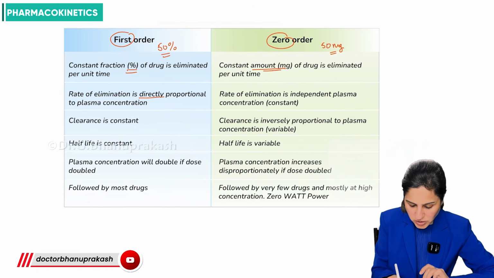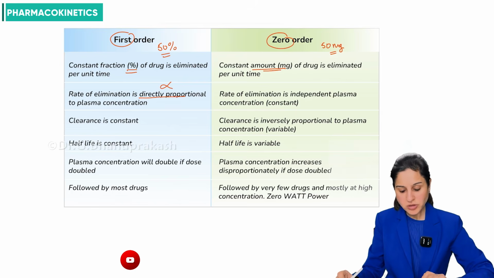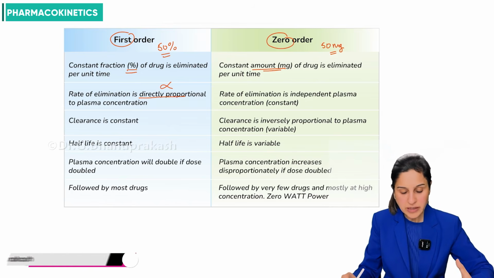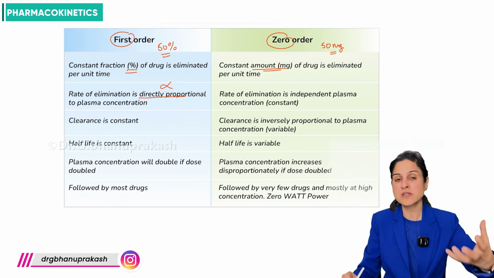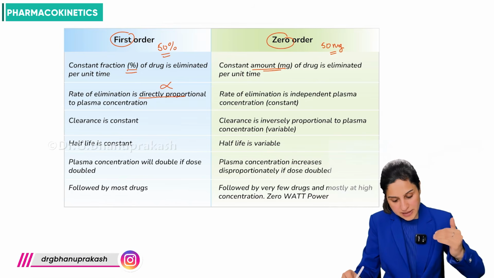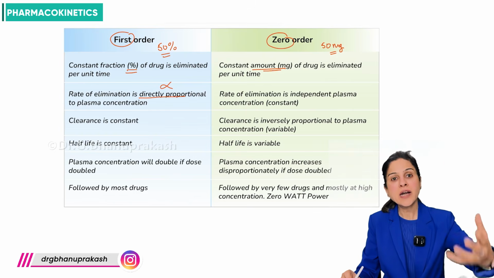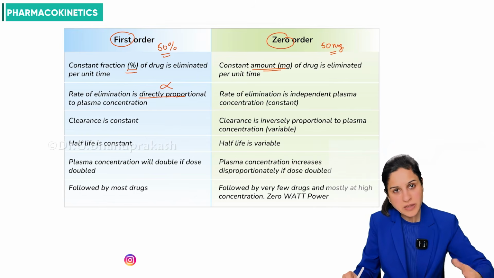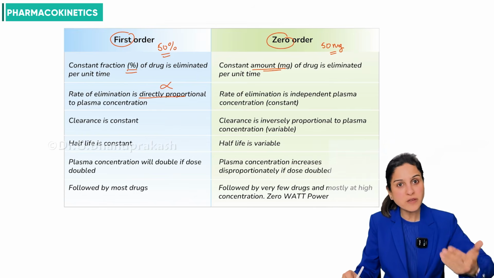Rate of elimination is directly proportional to the plasma concentration. So the more the plasma concentration, the more the rate of elimination, because 50% of that concentration is going to be eliminated. Let's say if it is 200, then 100 will be eliminated. If it is 100 milligrams, then only 50 will be eliminated. So the more the plasma concentration, the more the elimination.